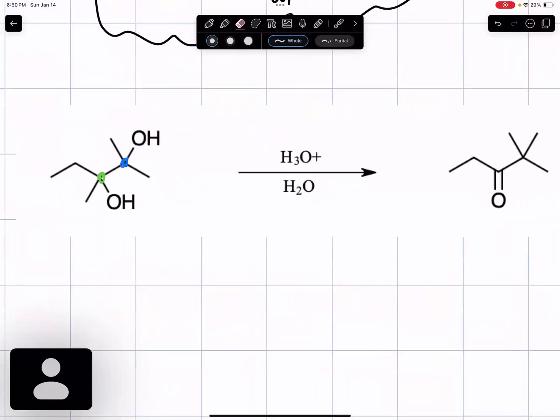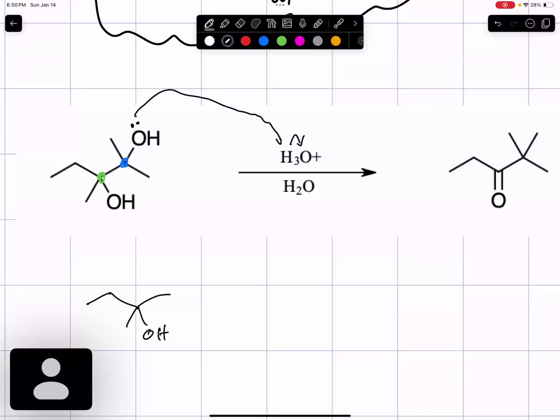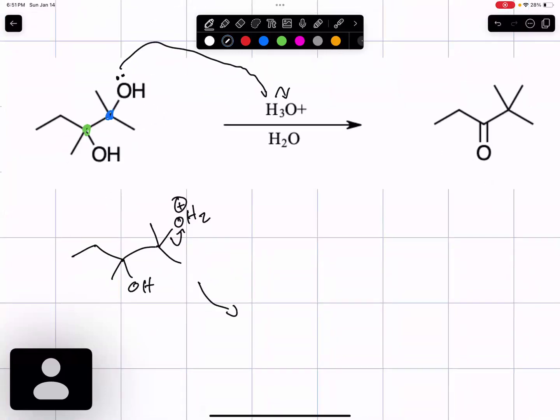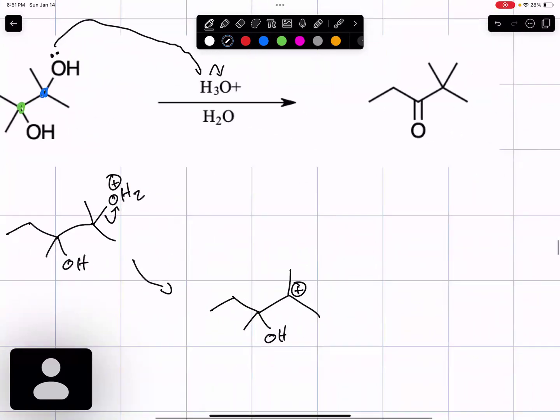Cool. What was the question again? Which hydroxyl group is leaving? Oh yeah, this is the top one. Okay. Cool. So a lone pair, right? That it's protonated. Okay, boom. We're forming a good leaving group. Right? This leaves. Once it leaves, I form this product. And this is a tertiary carbocation.